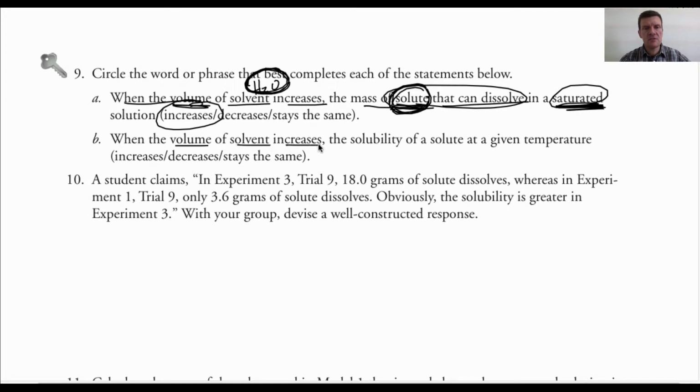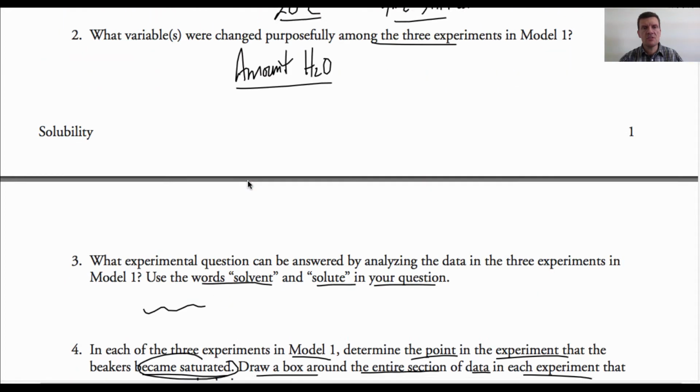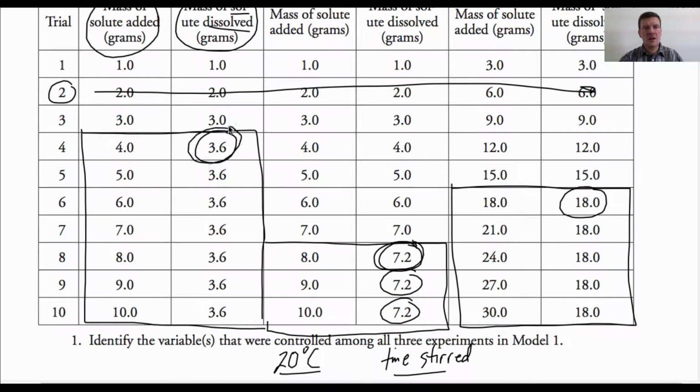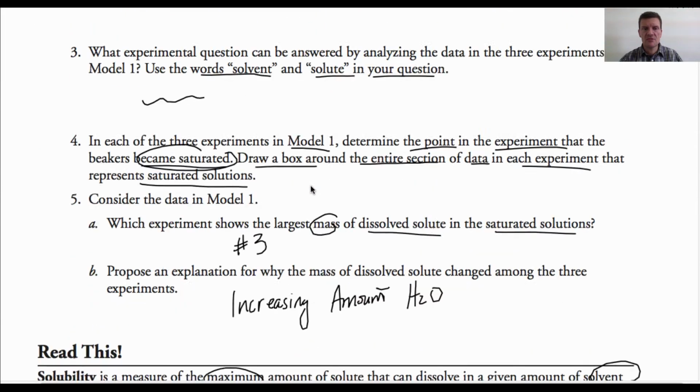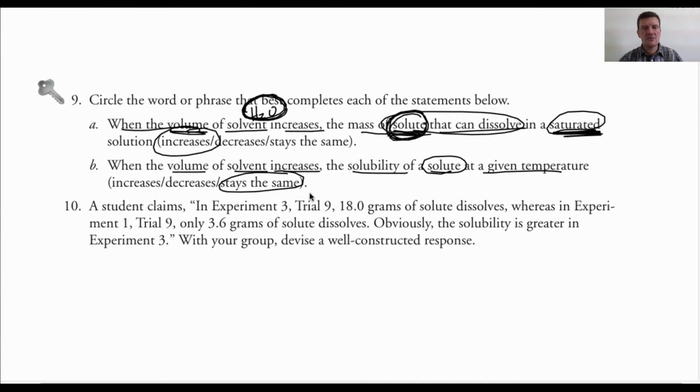When the volume of the solvent increases, the solubility of a solute at a given temperature is going to be the same. The solubility amount never changes. How much can you dissolve per 100 grams of water? That's a constant number for that particular solute in that solvent at a particular temperature. Okay? So don't get too confused. What they're trying to show you is, yes, up here in our different trials, we had different amounts that were able to dissolve, but that's because we had different amounts of water. If you convert all of these to per 100 grams of water, you would have 36 on all of the experiments. 36 would be your saturation level.